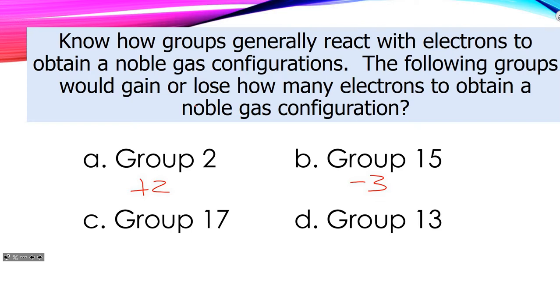Group 17. -1. It's the top of fluorine. Group 13. +3. That is aluminum's group. So you should be able to just look at the group number and give me a charge. Okay, what the most common charge is. That's not saying that other elements in that group won't have other charges. That's just the most common.